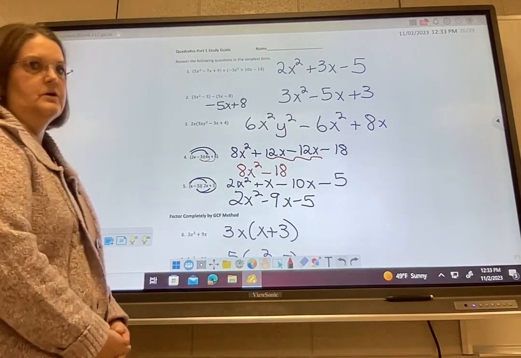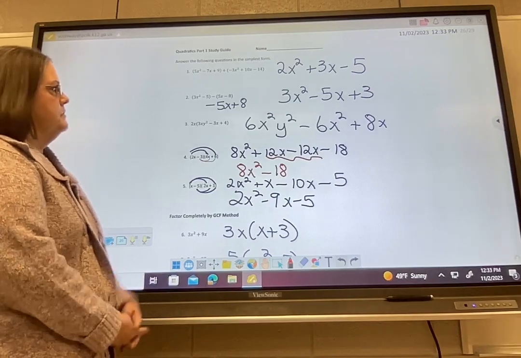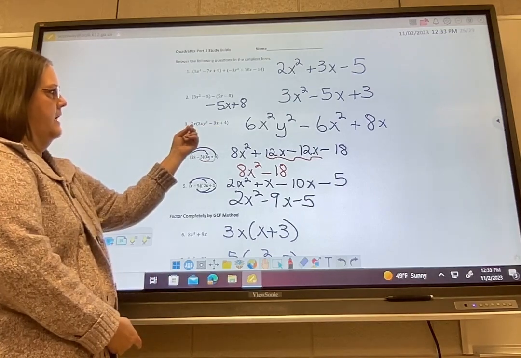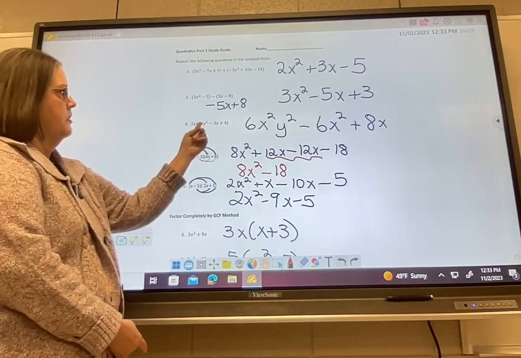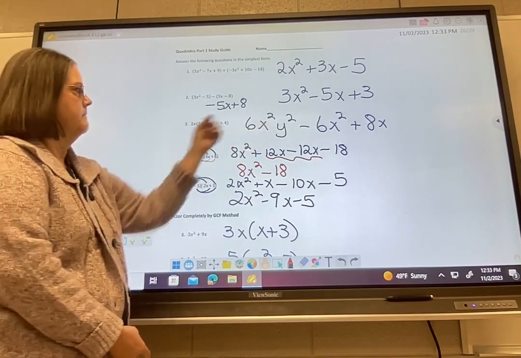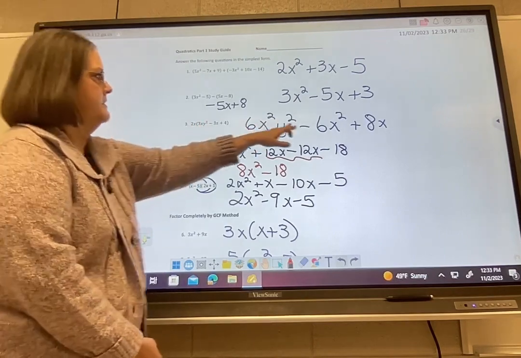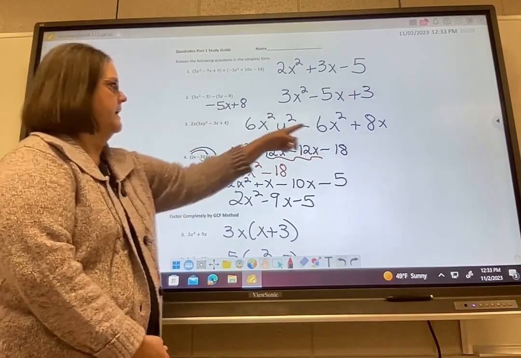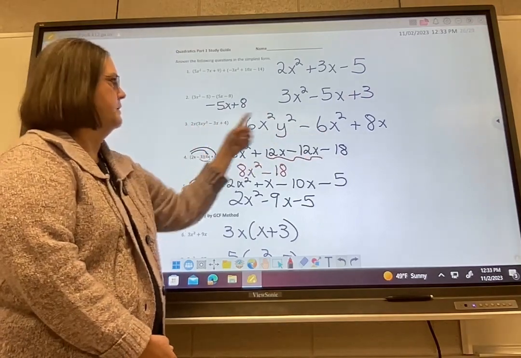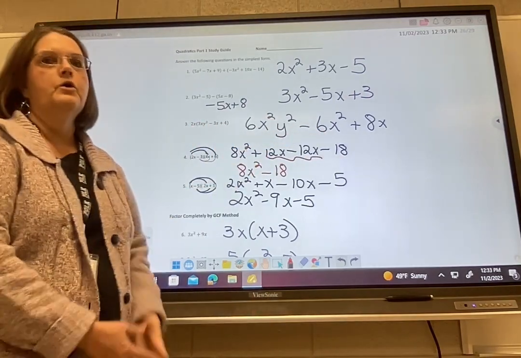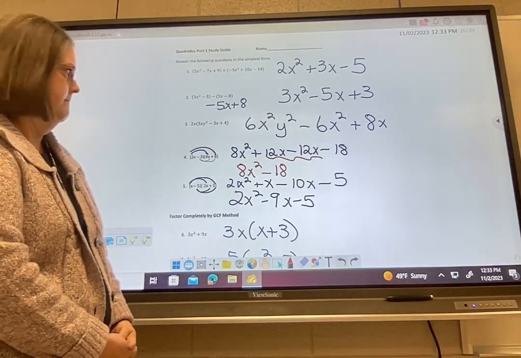Now, when multiplying, that's number 3, when multiplying a monomial times a polynomial, you want to multiply the numbers but add the exponents on the variables. So 2 times 3 is 6, x times x is x squared. You have a y squared, keep it. 2 times negative 3 is negative 6, x times x is x squared, and then 2 times 4 is 8, and keep the x. Remember, your variables don't fly away, they stay.